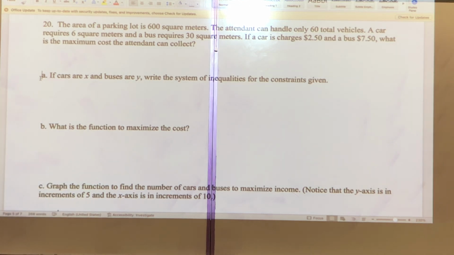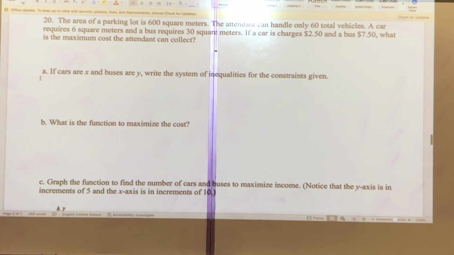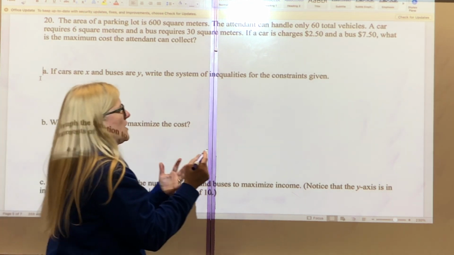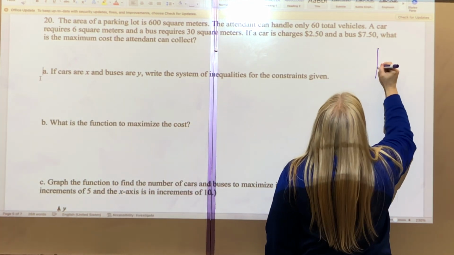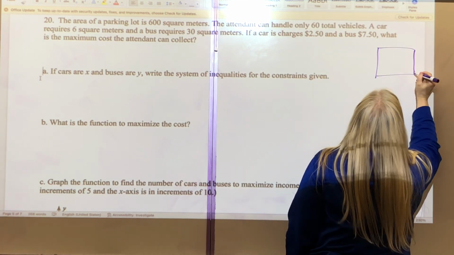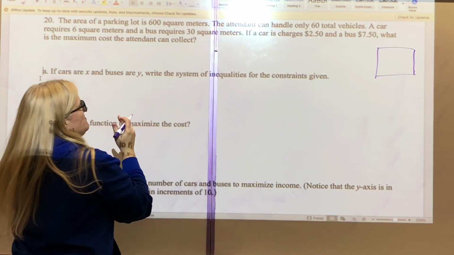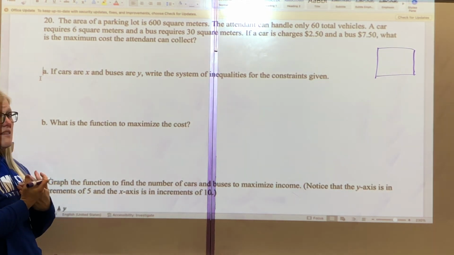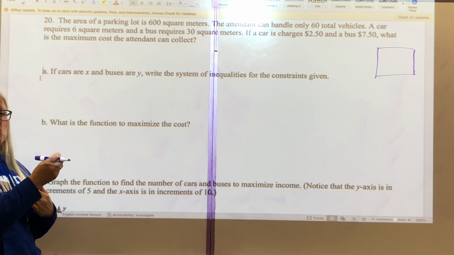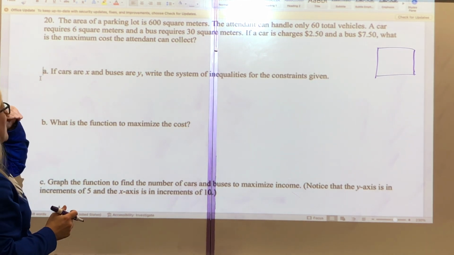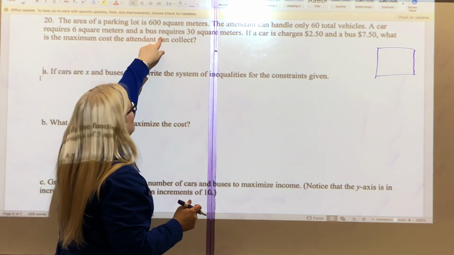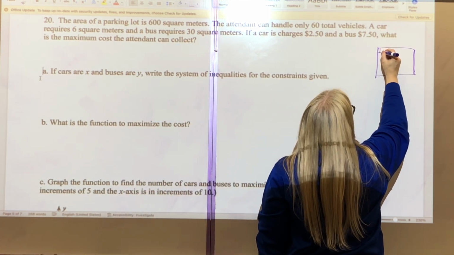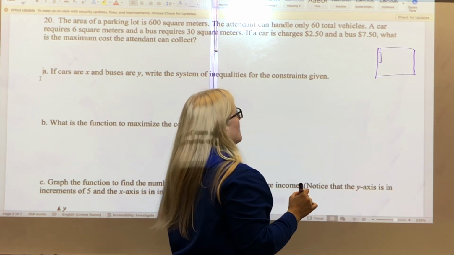Okay, the area of a parking lot is 600 square meters. You can always draw a picture if you want to. Here's my parking lot, right? The attendant can handle only 60 total vehicles. Can he have less than that? Yeah, but 60 at the most. A car requires 6 square meters and a bus requires 30 square meters. So maybe this is a car and that's a bus or something like that.